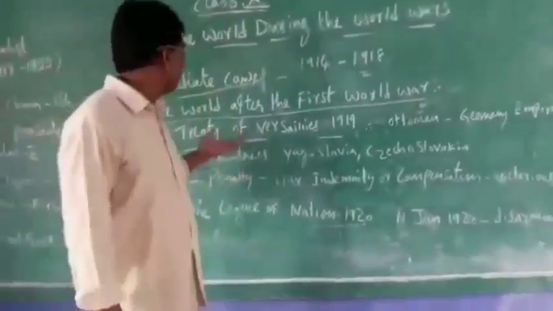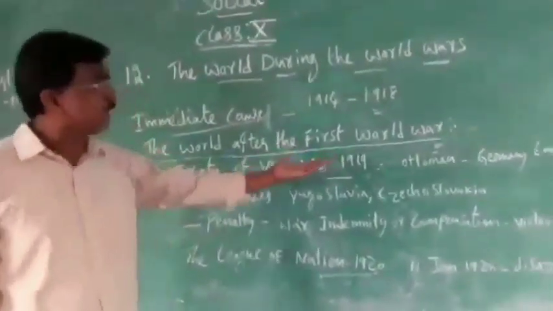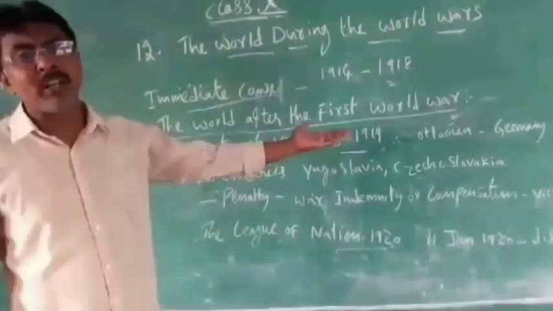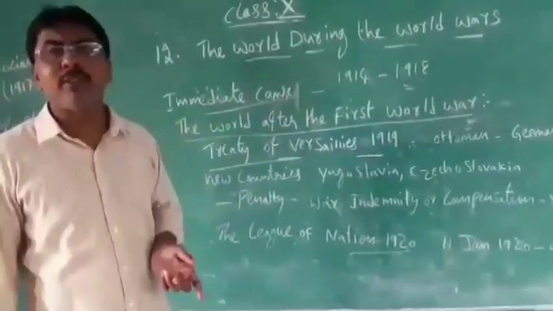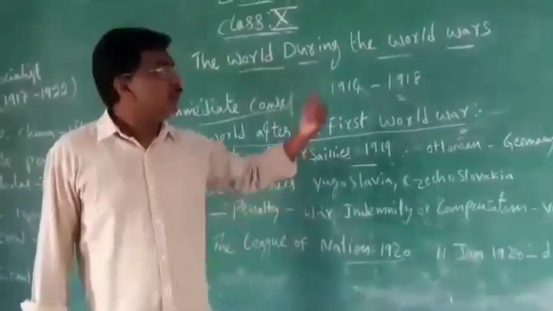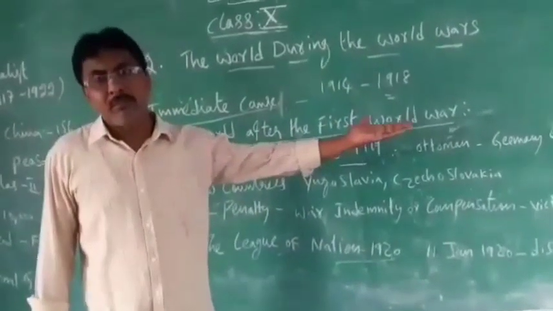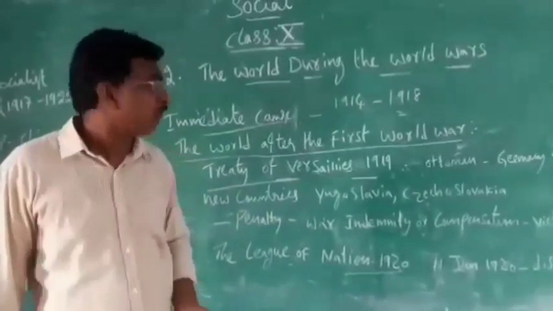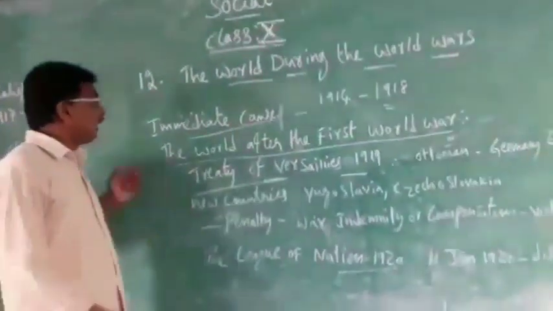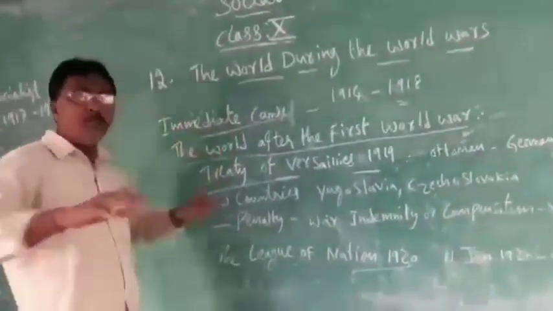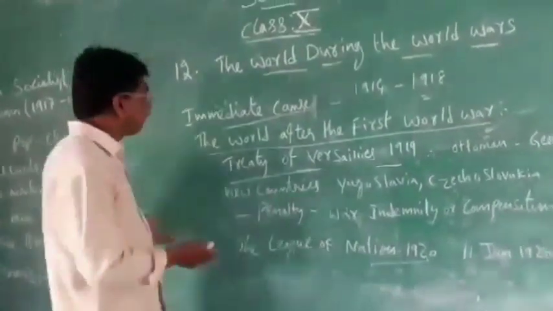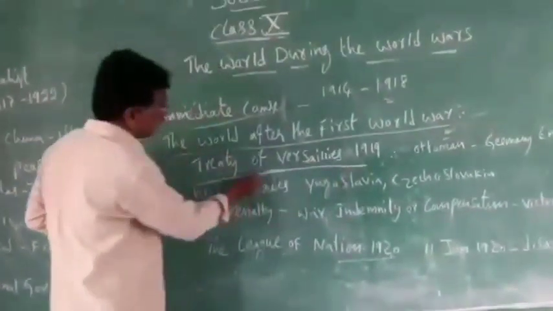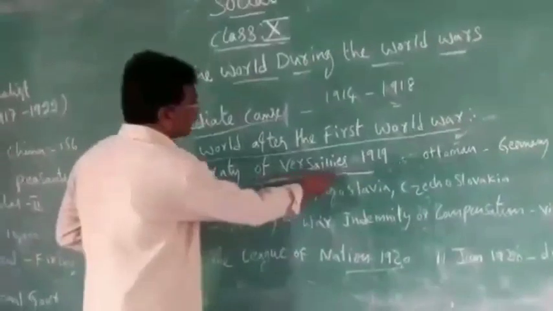So now what happened? Turkey was ruled by the Ottoman king, and they removed this king from that place. And you know that Germany was the main reason for causing the World War, so they removed him. And after that, what happened? After completing the World War, they established the Treaty of Versailles. Listen here, they established the Treaty of Versailles.